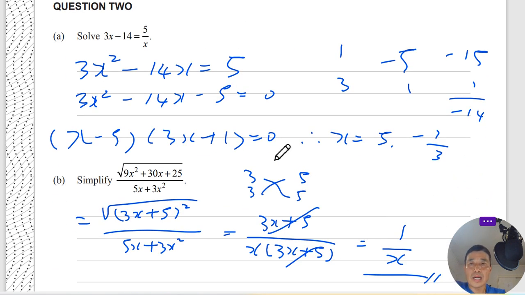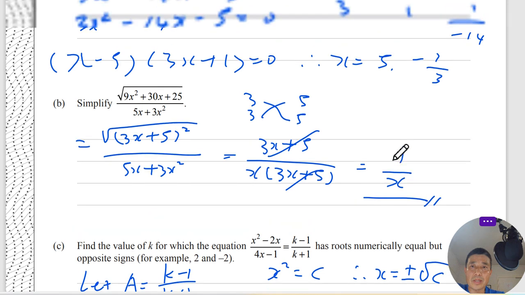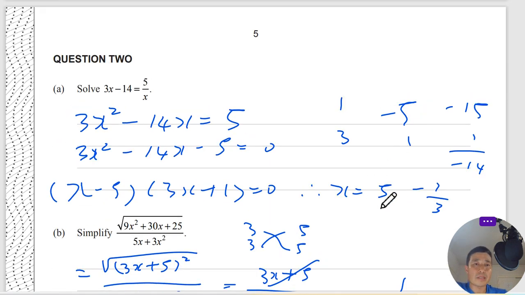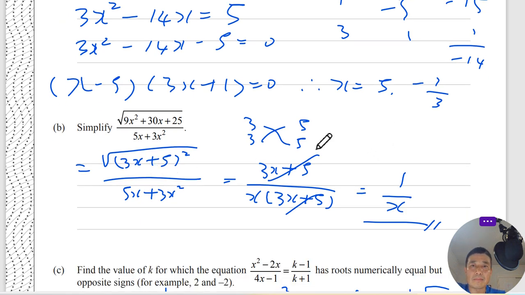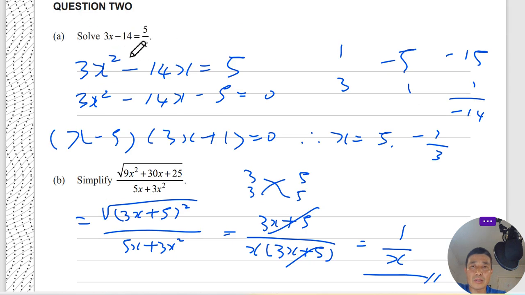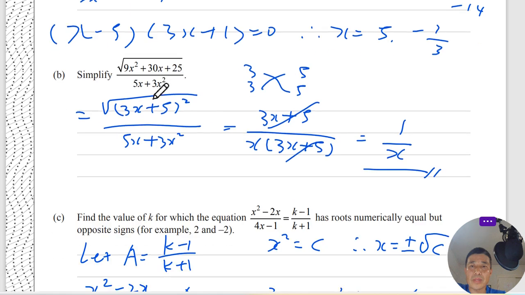Question 2. Solve this. So obviously you times by x on both sides, leaves 3x squared minus 14x equals 5, and shift 5 the other side and factorize it, and x is 5 or negative 1 over 3. Just like you want to double check, x can't be 0. It's not 0, so it should be fine. So they are the answers. I check them. I just plug them in and see it works.